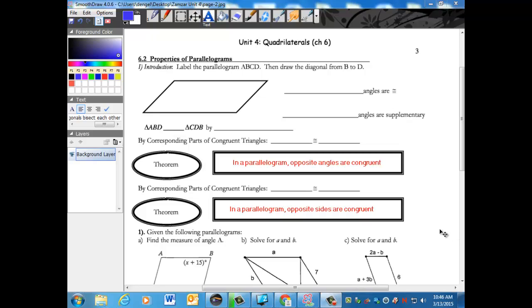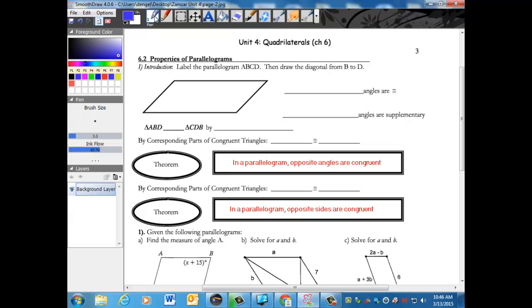Alright, we're back with geometry 6.2, properties of parallelograms. On this first drawing, let's label this as so. We're going to put point A. Let me change this to a pen. Here we go. We will write point A here. We have point B on the left. We have point C, and we have point D. So we've labeled this parallelogram ABCD.